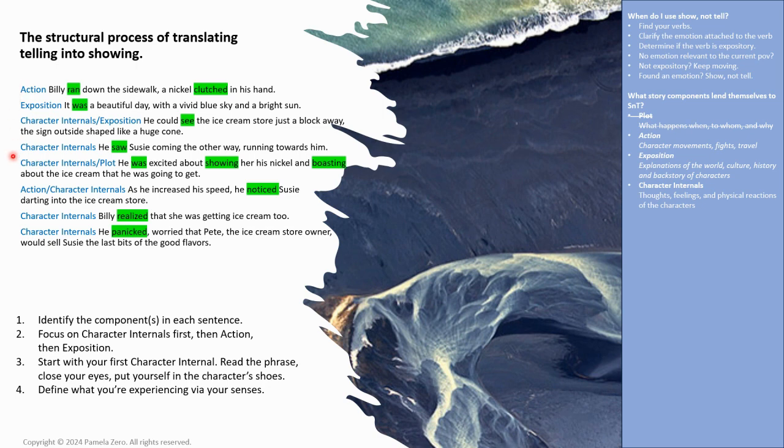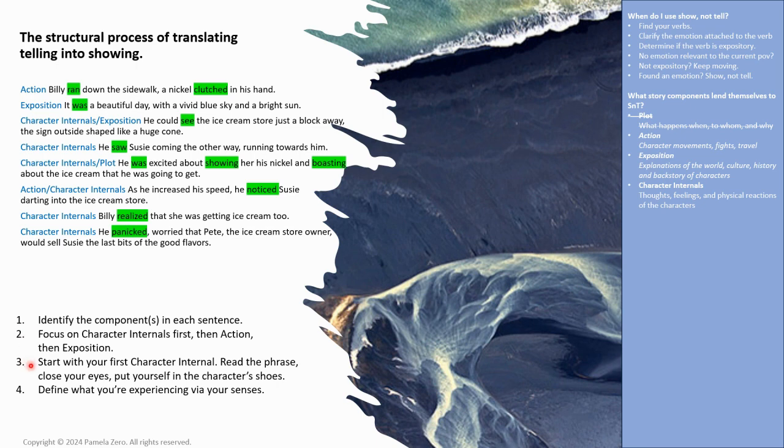It's an eagle-eye view. Then we get back to action and character internals. And we end with a couple of character internals. So this is identifying the components in each sentence. Okay? When you are moving into show, not tell, focus on character internals first, then do action, then do exposition if you feel you still need more show, not tell.